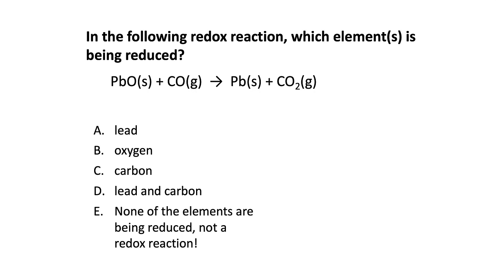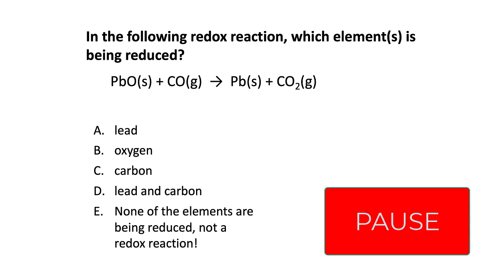In the following redox reaction, which element is being reduced? So again, it's good to use that method that we did previously where we calculate all the oxidation numbers for all the atoms on the reactant and product side. The one that's reduced will be the element that is decreasing in oxidation number, and therefore we'll be able to conclude what's being reduced, what's being oxidized, and where the electrons are going from and to.